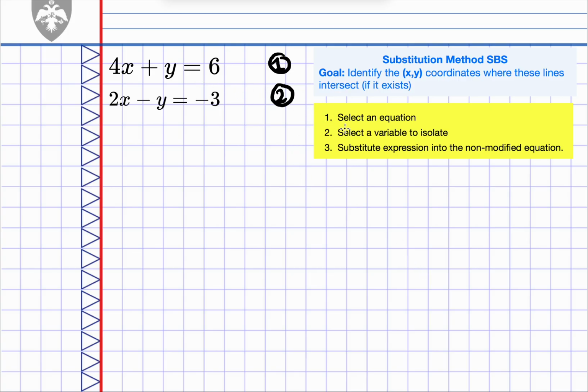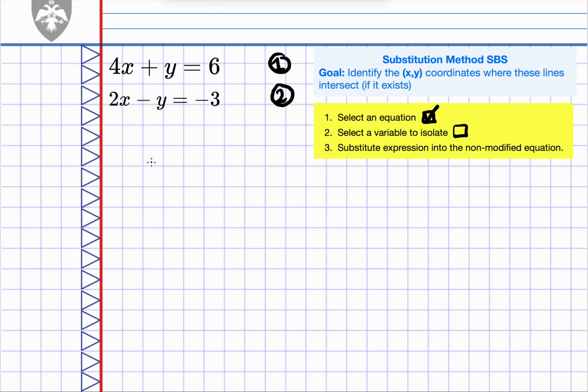Last time we were together, we selected equation 1. So let's go back there. And last time we isolated y. This time let's isolate x. So we're going to continue to select equation 1. But this time the variable that we will isolate is going to be x. Probably shouldn't have checked that off because we haven't completed that step yet, but you get the idea.